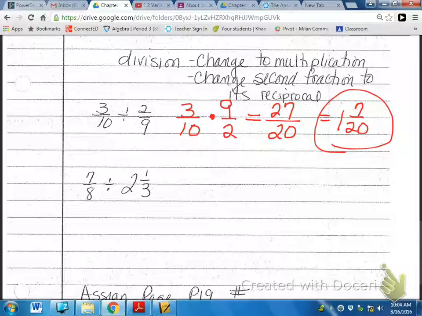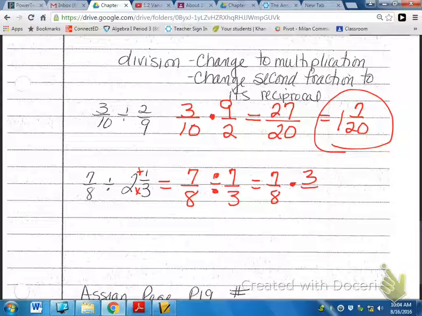Okay, 7/8 divided by 2 1/3. First of all, you really do need to make them both fractions. So 7/8 remains, divided by 3 times 2 plus 1 would be 7/3. Notice I left the division symbol. But now I'm ready to change it to multiplication. So 7/8 times, and then flip that second fraction, 3/7. We do have something that cancels. The 7s both become 1s. And we can multiply straight across now and get 3/8.